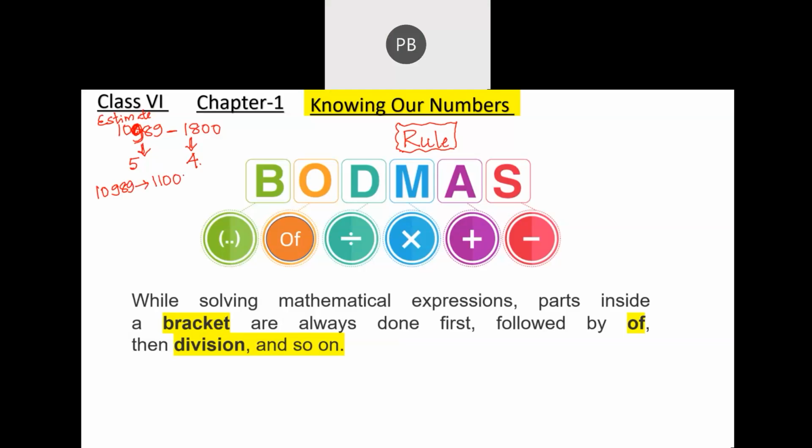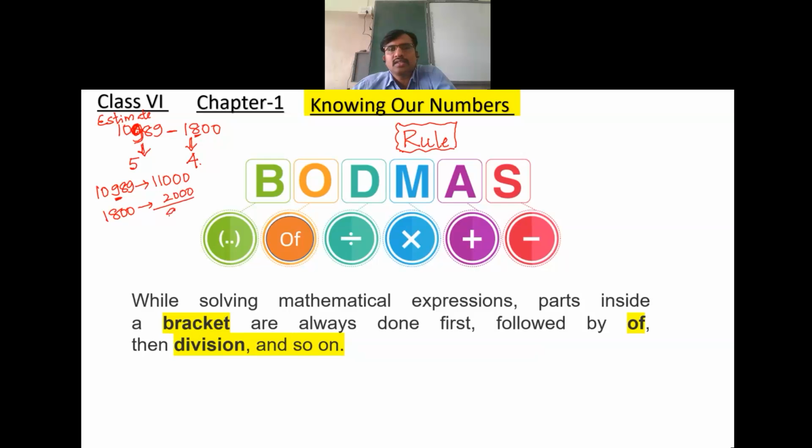Why 11,000? Sir, because under one is the thousand place we estimate. Because we have to look at hundreds place. Correct, correct. 1,800 when you round off, it becomes 2,000. Now you subtract. 9,000. You have understood this? It is simple.